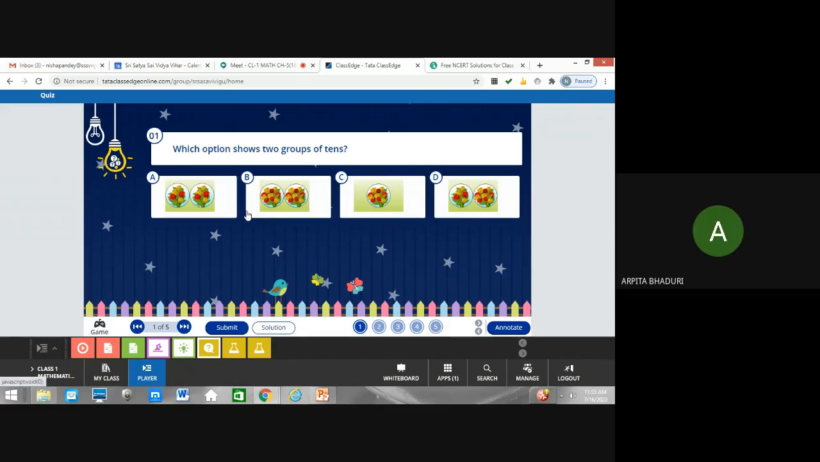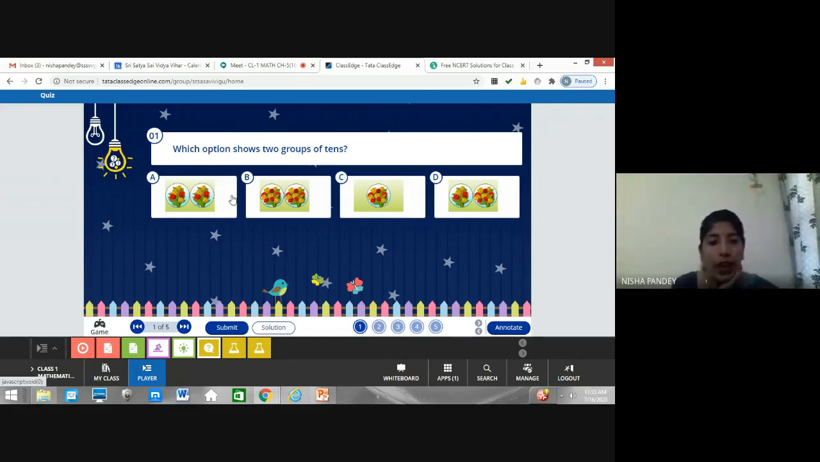Ma'am, the picture is not very clear. Okay, see, I'll count. Here in this picture, we have 5 flowers, right? And 5 in this bunch. 1, 2, 3, 4, 5, 6, 7, 8, 9, 10. Sorry, we have 10, 10. So this is the group in which we have two tens. Yes, ma'am, it is B. Yes, ma'am. So submit it.